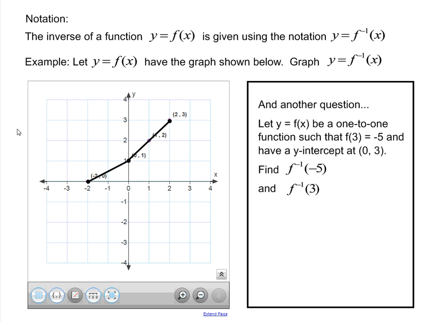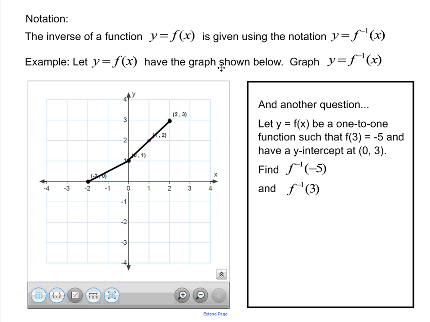If we have a function that does indeed have an inverse function, we say that if y equals f of x, we're going to use the inverse function notation y equals f inverse, f with a little negative one in that raised superscript position, of x. So, let's take an example here just briefly.